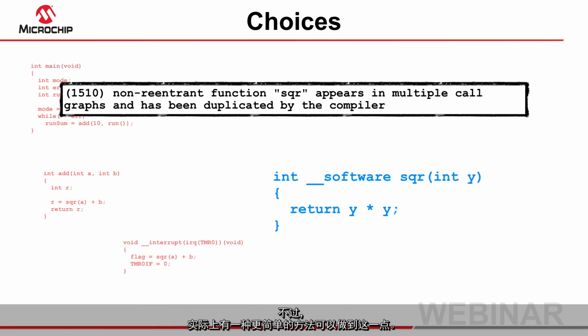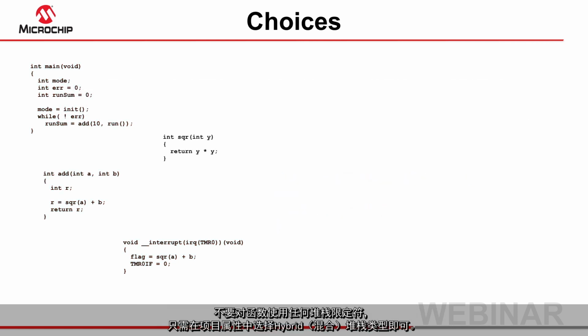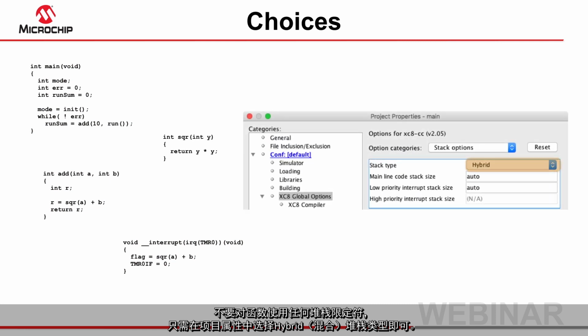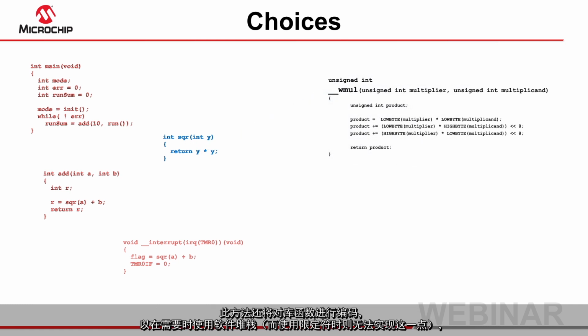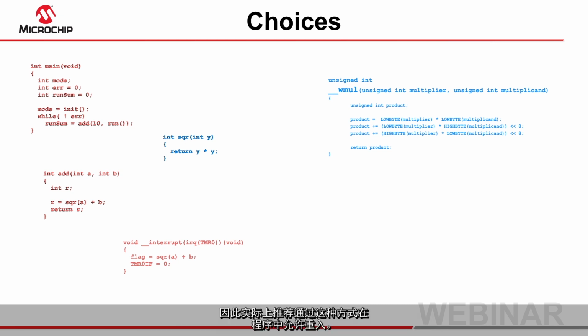However, there's actually an easier way to do this. Don't use any stack specifiers with your functions, and simply select the hybrid stack type in the project properties. In this mode, the compiler will use the software stack for any function that needs to be reentrant, and use the compiled stack for all other functions. This method will also encode library functions to use the software stack when required, something not possible when using specifiers. So it is actually the recommended way to allow re-entrancy in your program.